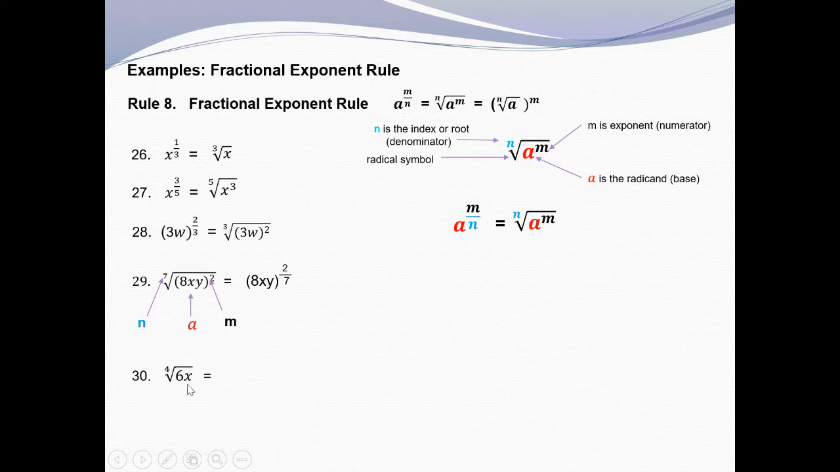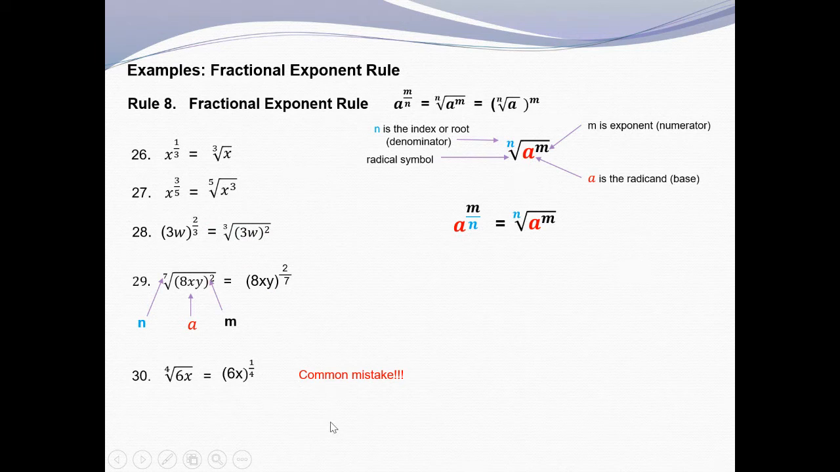Okay, there's the same thing here. My 6x is going to be my a. The 4 is my index, which is the denominator. Since there's nothing there for the exponent, it means it's raised to the first power, which is the same thing as 6x. So this is how you rewrite a radical into an exponential fraction.